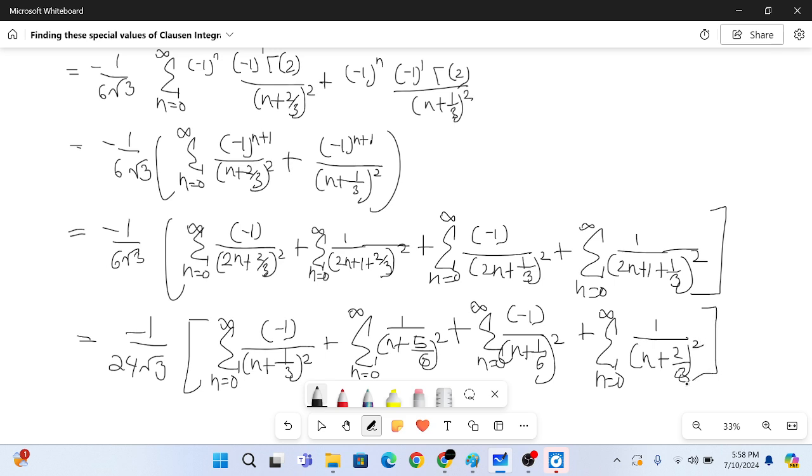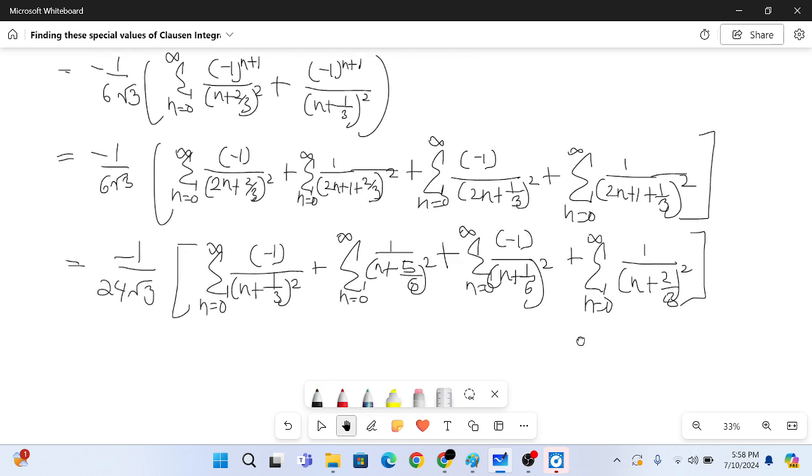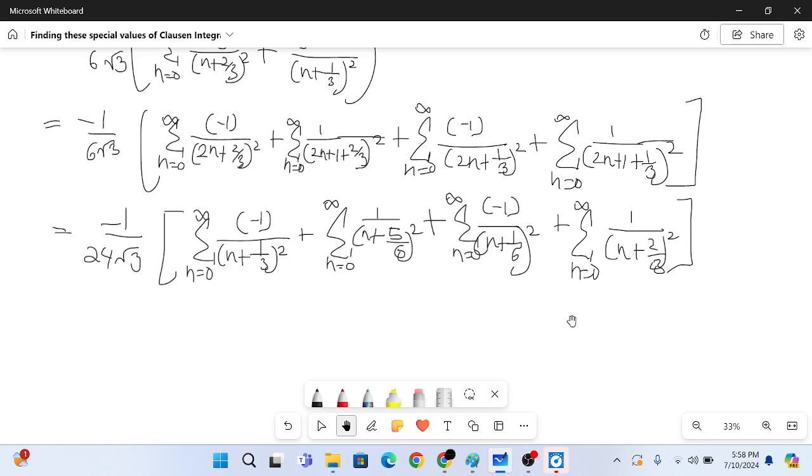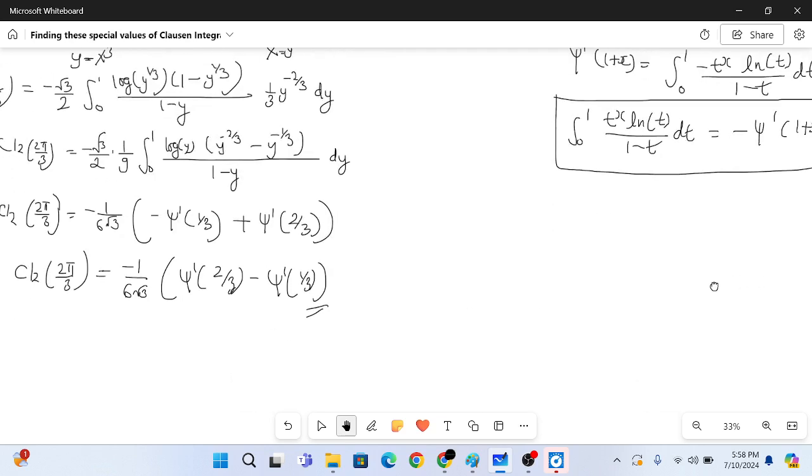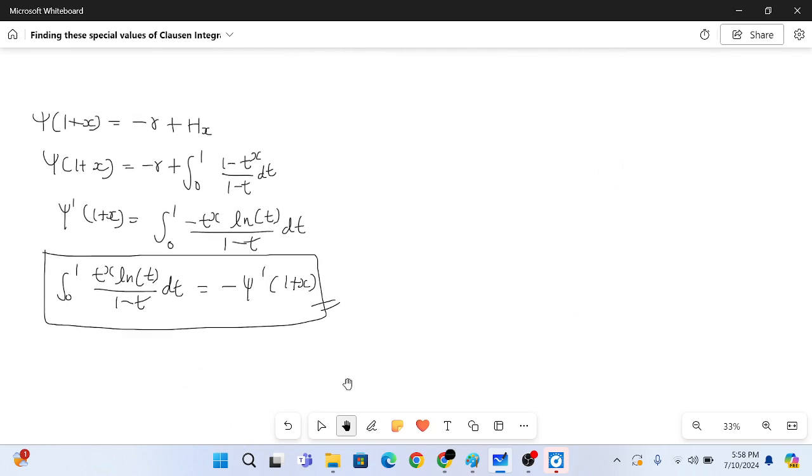Now I can write these sums in terms of polygamma functions. I guess you know that. Okay, wait. Do I really need the polygamma function right now? I guess I need them. Over here we had seen the trigamma function and the digamma function.